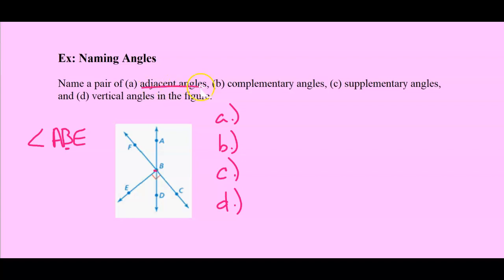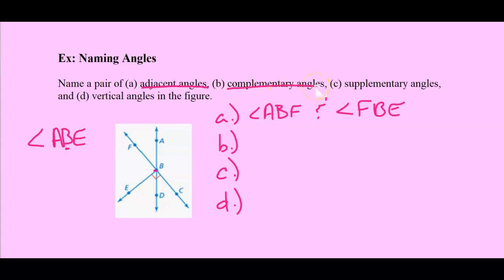An adjacent angle, remember, is a pair of angles that share a common ray. There are definitely multiple answers here, but one example would be angle ABF and angle FBE. Following along, we're talking about this angle and this angle. They share this common ray, so they're adjacent.